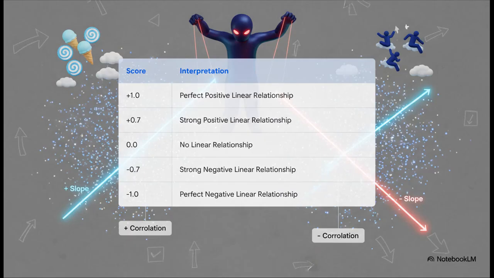A score of +1 means our variables are in perfect sync. When one goes up, the other goes up by a totally predictable amount. A -1 means they're perfect opposites. And a 0, well, that means there's no real linear connection between them at all. As a general rule of thumb, anything around 0.7, positive or negative, is considered a pretty strong relationship. Definitely one worth looking into more.